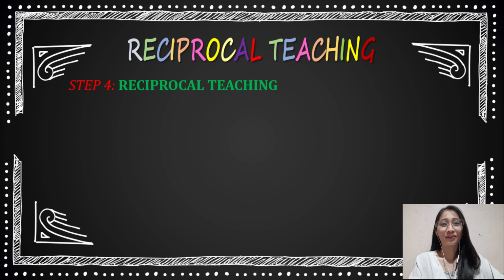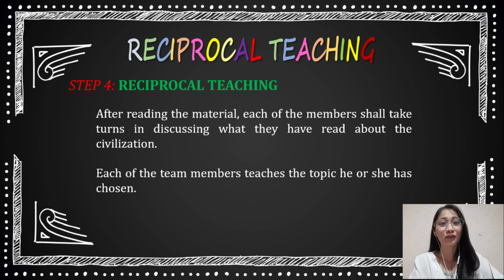The fourth step is now the reciprocal teaching. After reading the material, each of the members shall take turns in discussing what they have read about the civilization, how it came to be, its philosophies and important historical leaders, greatest contributions, achievements, legacies, and its fall. So each member must share and explain the civilization's characteristics, development, and decline.